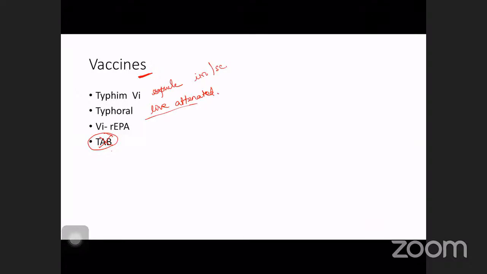So it can be given only in children more than 2 years, and the dosage you are going to give is a single dose, and that will give a protection for 2 years. So after 2 years, again you have to give a repeat dose.